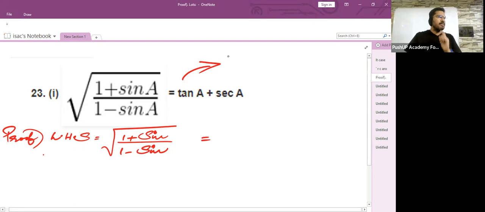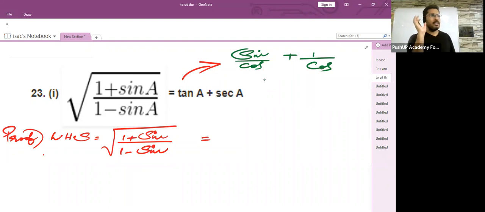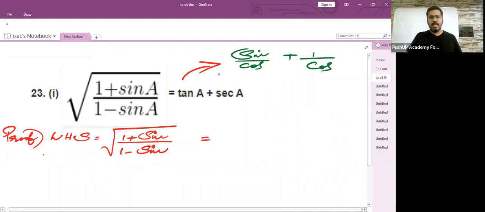See the right hand side? It is tan plus sec. What is tan? It is sine upon cos. And what is sec? It is 1 upon cos. You all agree with this? So, unless you get sine upon cos plus 1 upon cos, you cannot reach tan plus sec. Am I logical? Yes.